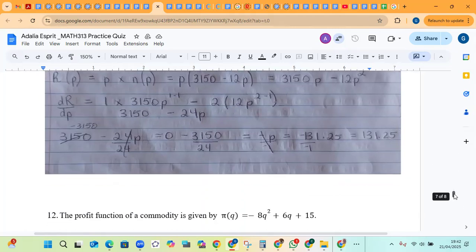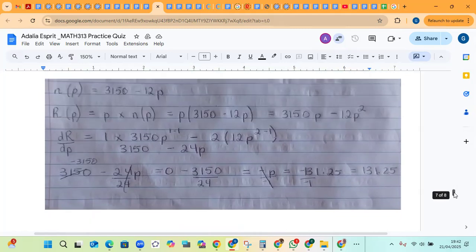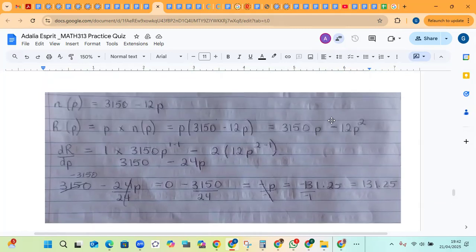So what is needed now is to apply the second differential test. If you differentiate again, you're going to get negative 24, because 3150 simplifies to 0, that's a constant, and negative 24P turns to negative 24 when you differentiate again. And since you have a negative 24, that's a maximum. Or you can substitute 60, 141.25, and 300, and you will see that 141.25 gives you the maximum.